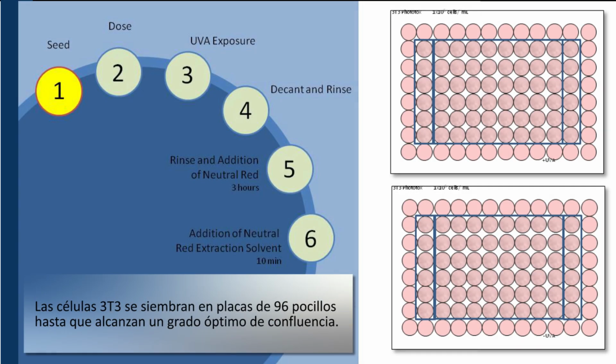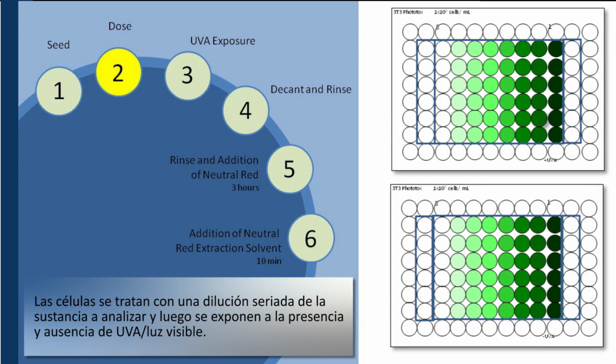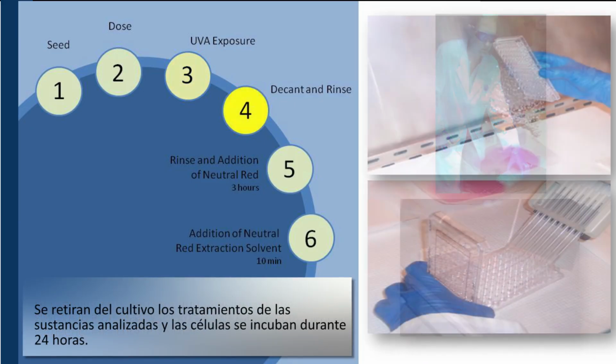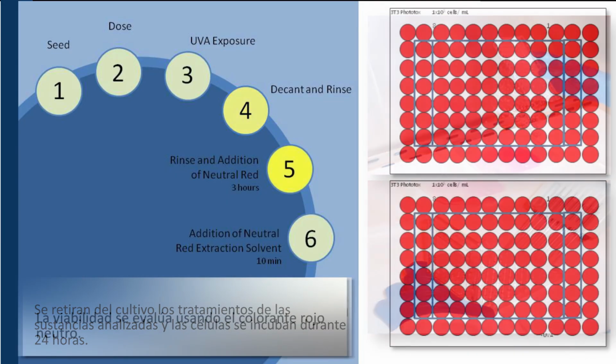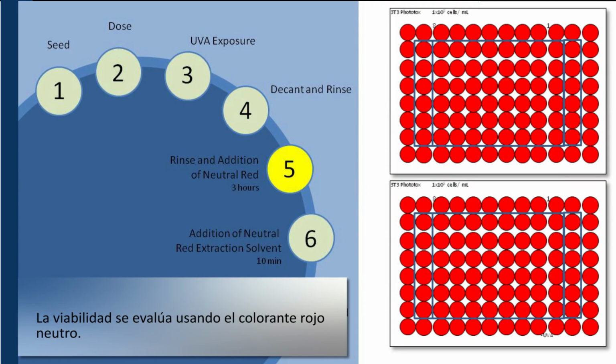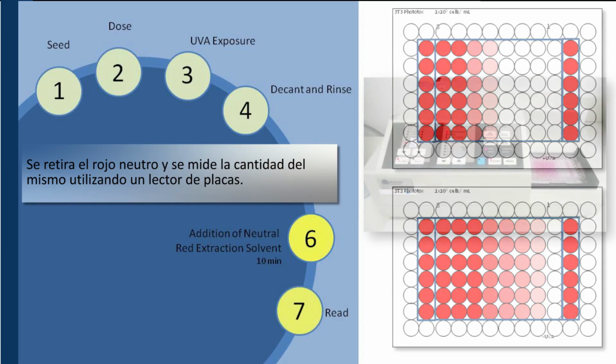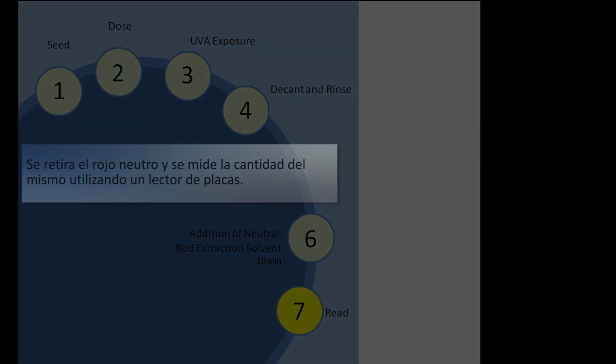The 3T3 cells are seeded into 96-well plates until they reach optimal confluency. The cells are treated with a dilution series of the test substance and then exposed in the presence and absence of UVA visible light. Test substance treatments are removed and the cells are incubated for 24 hours. Viability is assessed using the neutral red dye. The neutral red is extracted and the amount of neutral red is measured using a plate reader.